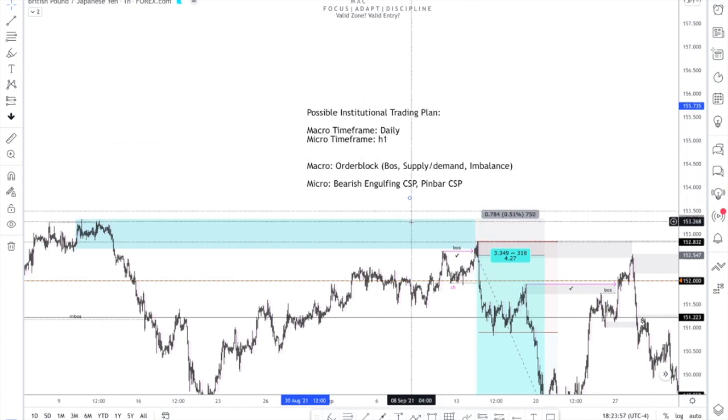But like I said, you guys should be looking for a valid zone and valid entries. This is going to help you out a ton. Find a valid order block. That's the first thing you should do. The second thing you should do, find a valid entry model that you like.